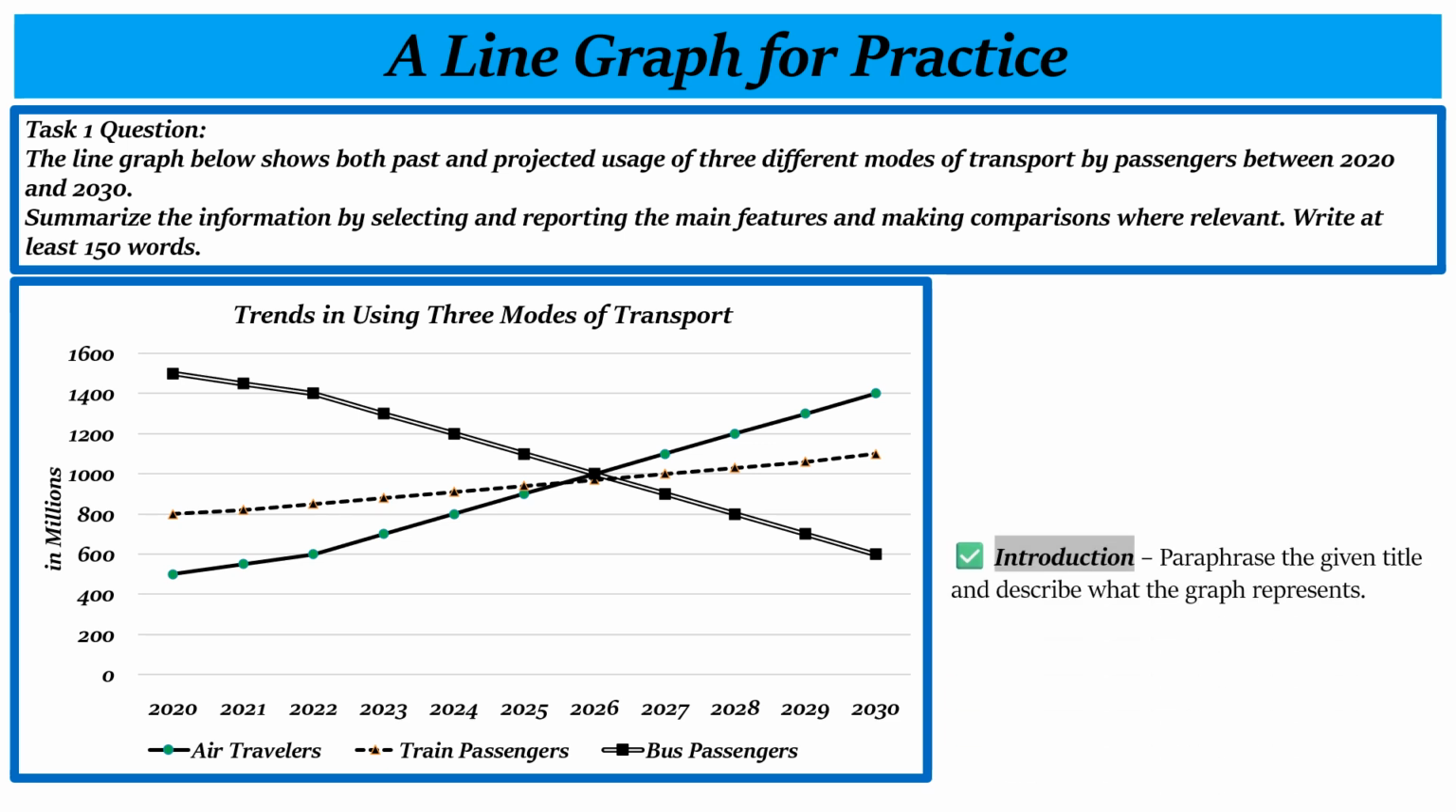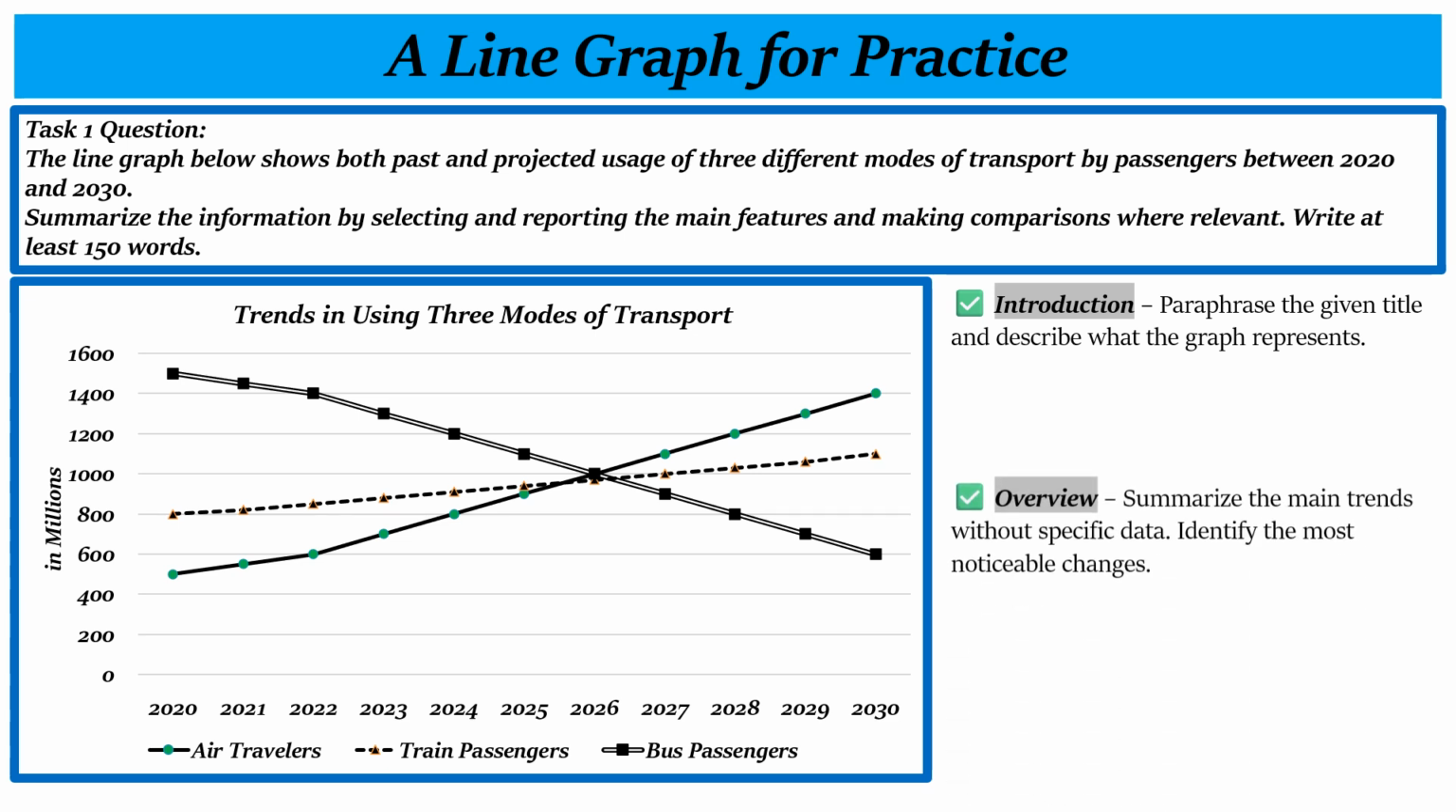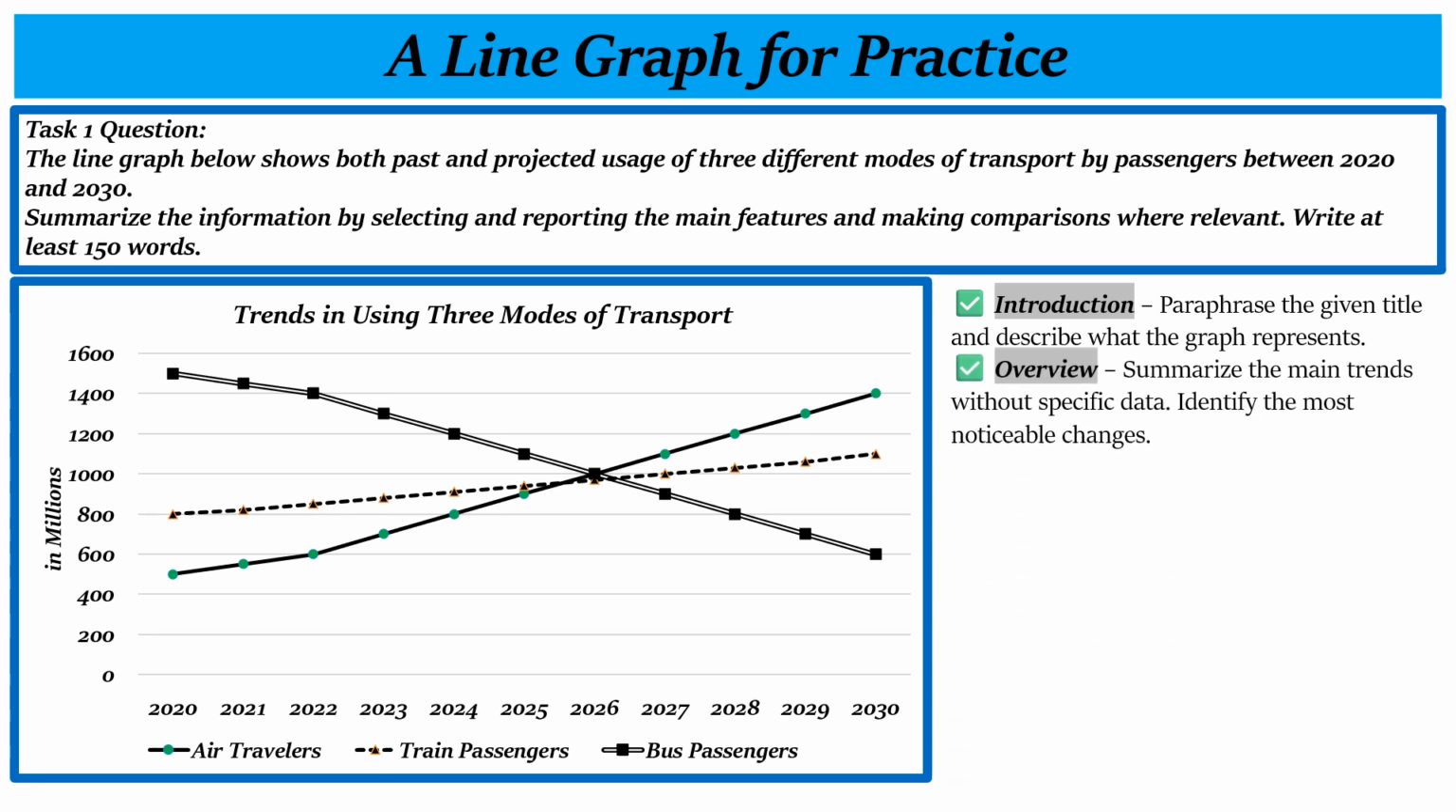Start with the introduction, where you paraphrase the given title and briefly explain what the graph represents. Then move on to the overview, where you summarize the main trends without going into specific numbers. Identify the most noticeable changes, whether any trends are increasing, decreasing, or remaining steady. After that, describe the body paragraphs in detail.